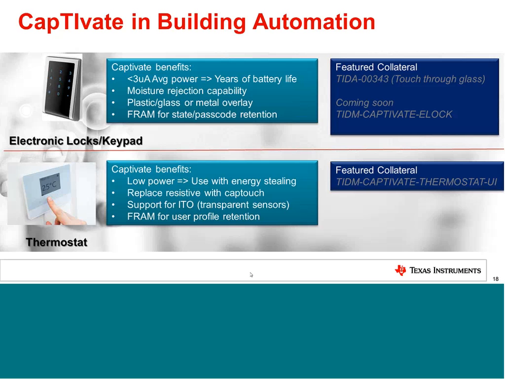So you have a keypad and it's battery operated. So you want the battery to last for a very long time. When you go with capacitive technology, it's very cool. It allows you to do really sleek designs, but the flip side of it, it's draining battery all throughout. With CapTIvate technology, we actually have an E-lock TI design.